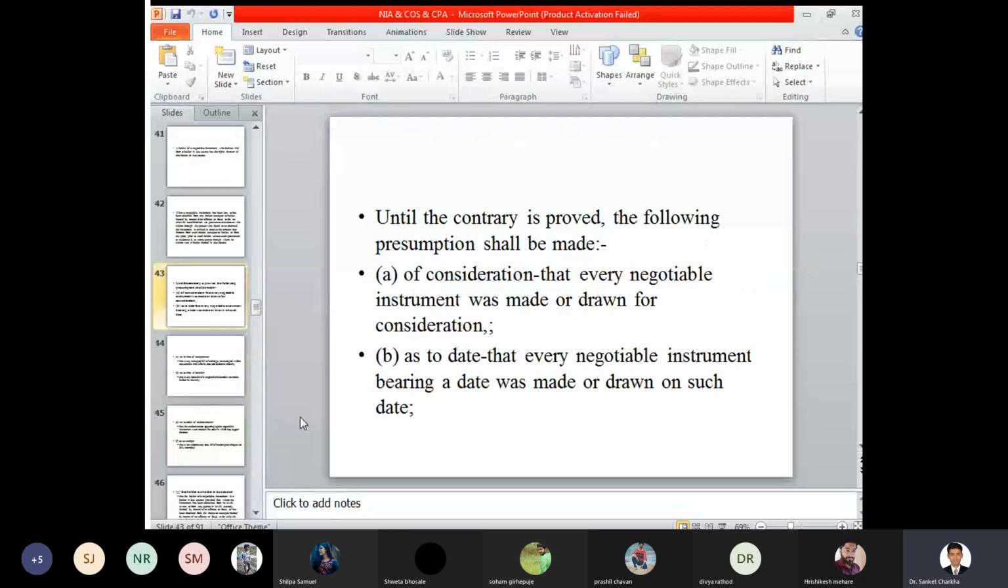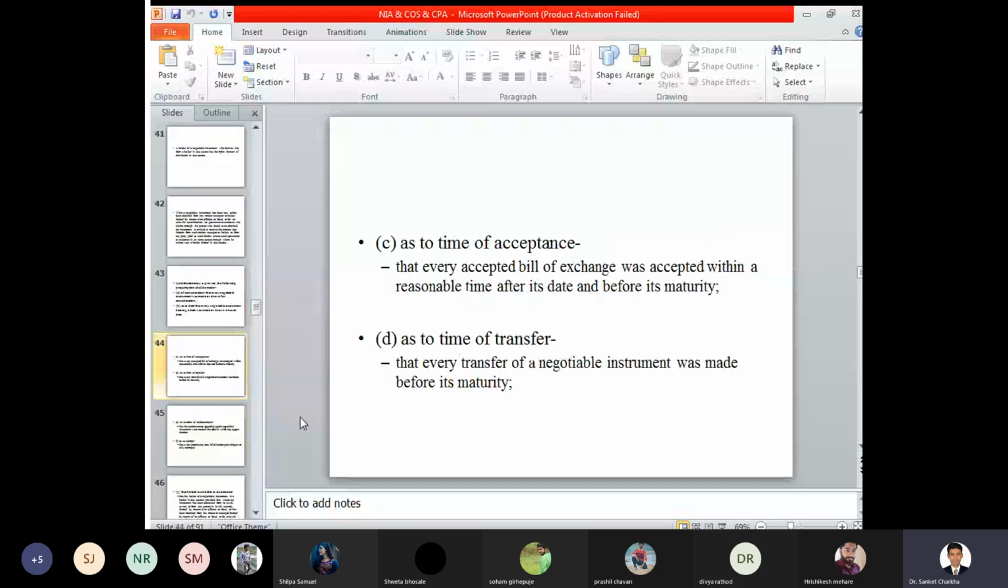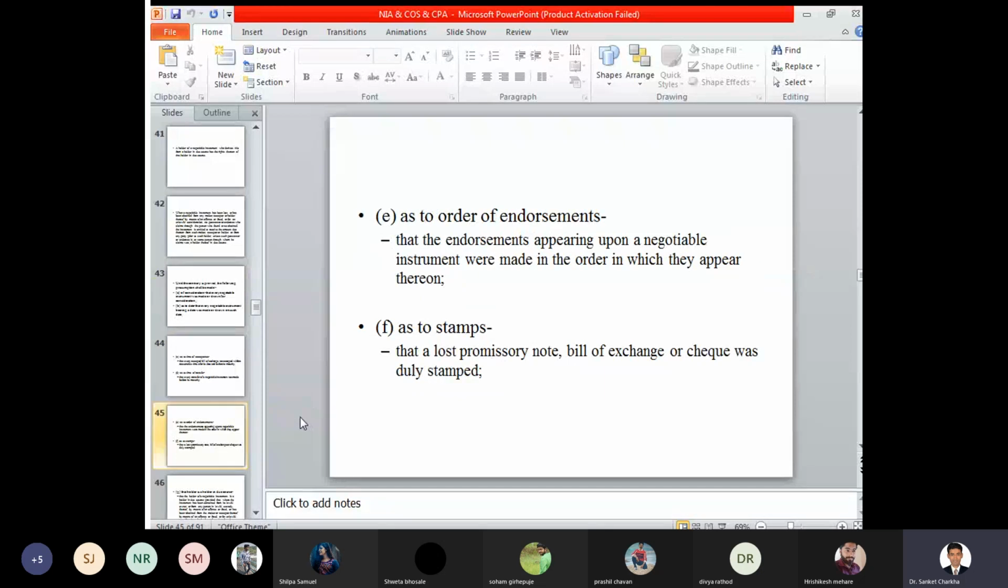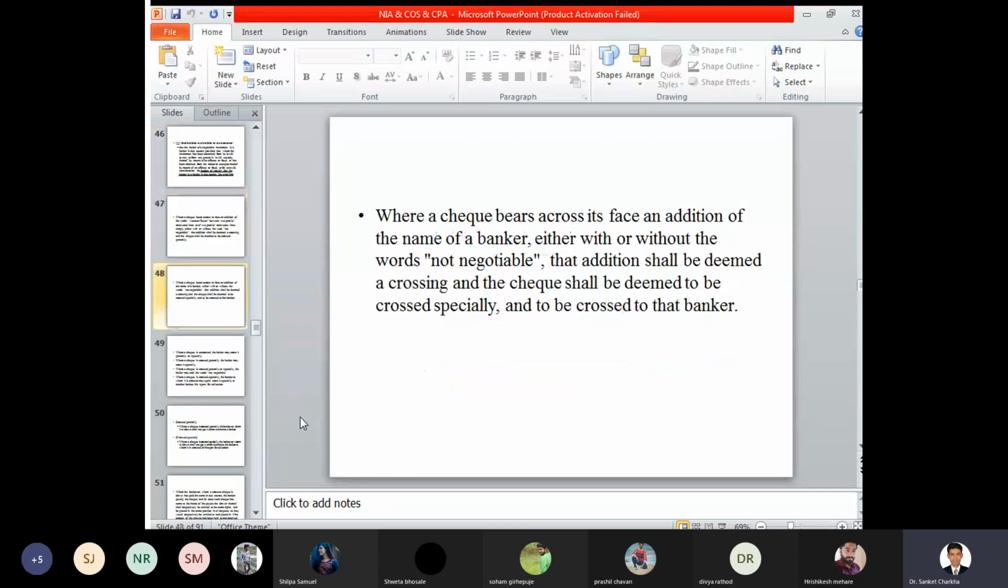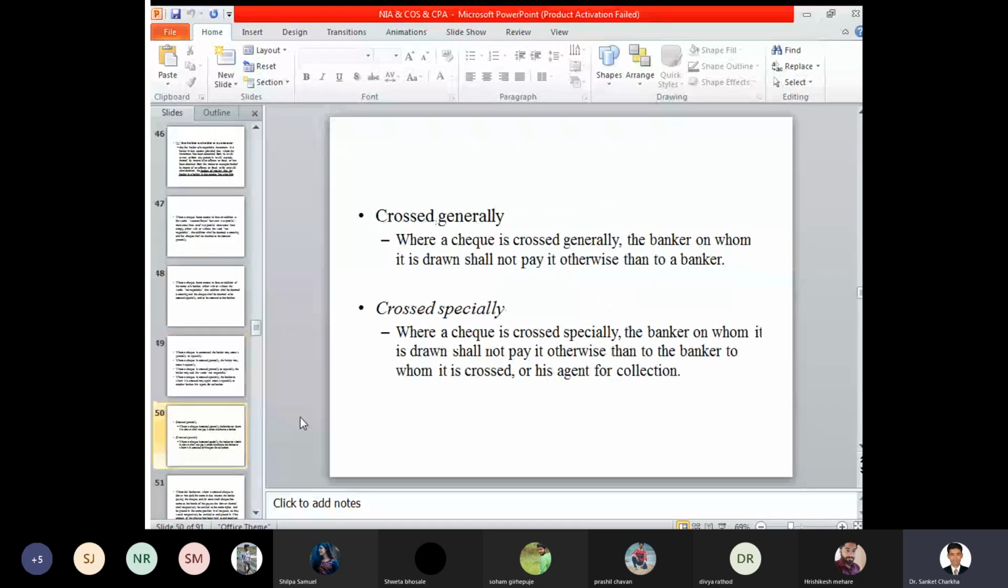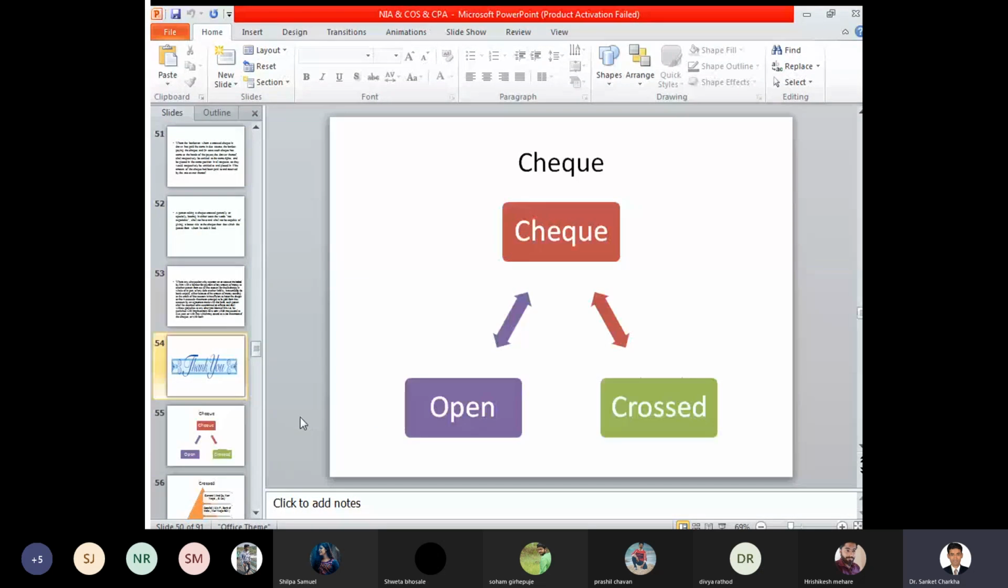Until the contrary is proved, the following presumptions shall be made: presumption as to consideration, as to date, as to time of acceptance, as to transfer, as to endorsement, and as to stamping. That the holder is a holder in due course. What is the meaning of holder? What is a holder in due course? And what are the various crossings with respect to a check?